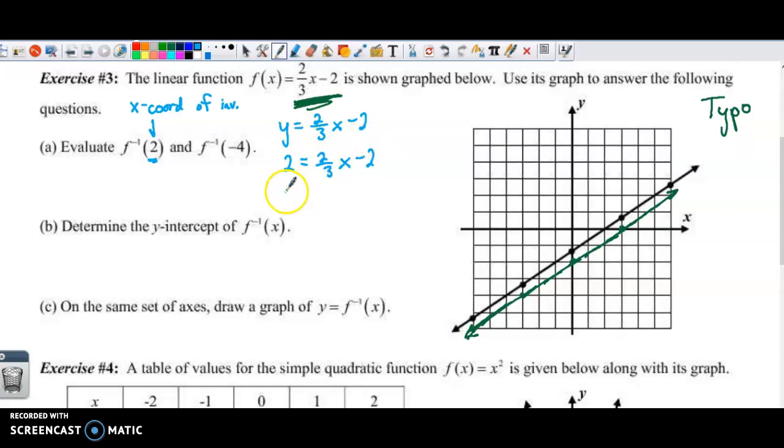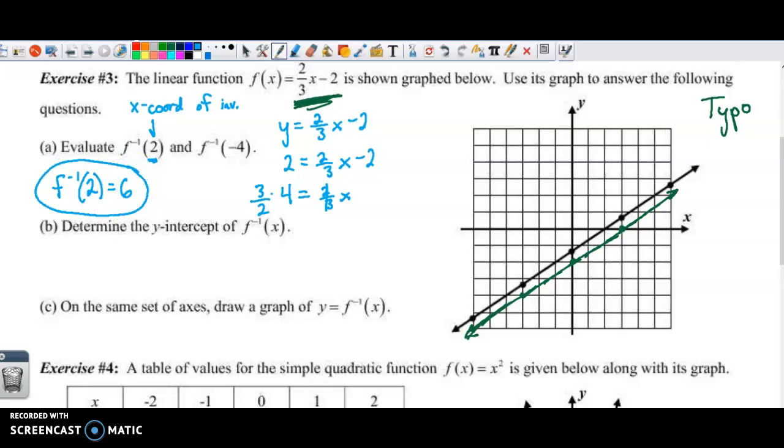So what you can do is add 2 to the left side. 2 plus 2 is 4, and then to get rid of the 2/3, you can multiply by the reciprocal. So when you do that, 4 times 3 would be 12, divided by 2 is 6. So the inverse of 2 would be equal to 6.